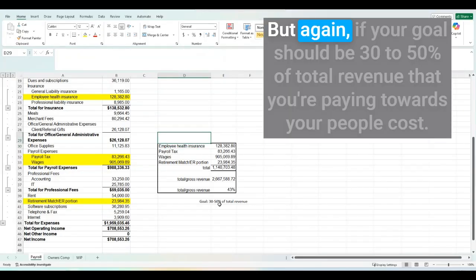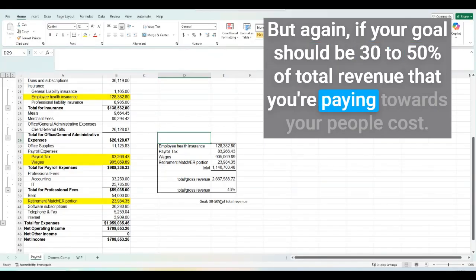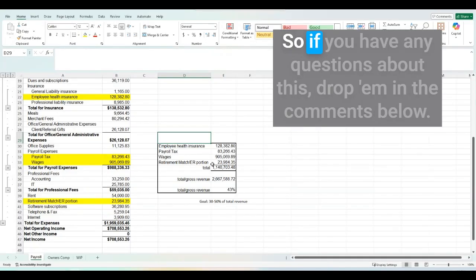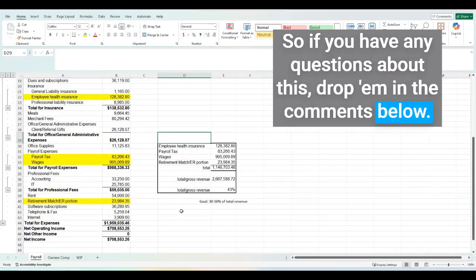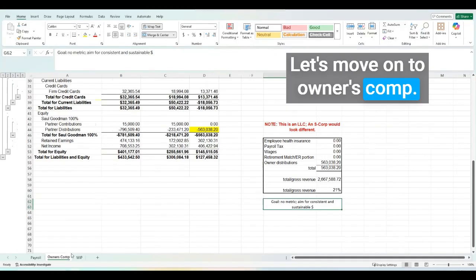But again, your goal should be 30 to 50% of total revenue that you're paying towards your people cost. So if you have any questions about this, drop them in the comments below. Let's move on to owner's comp.